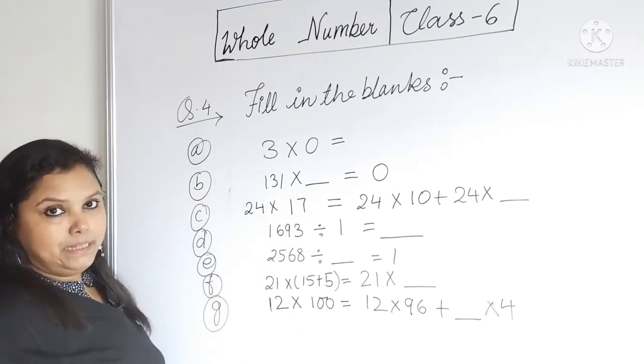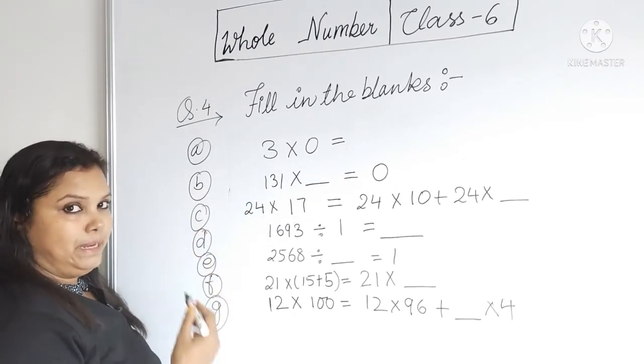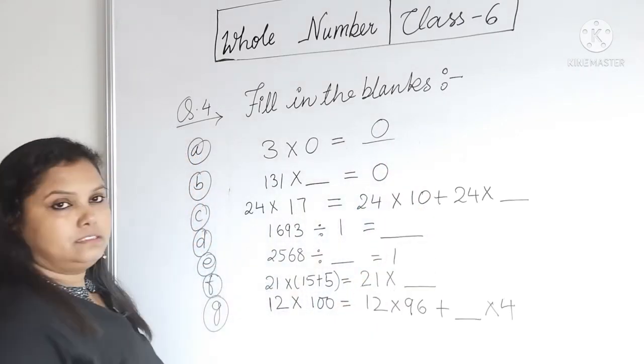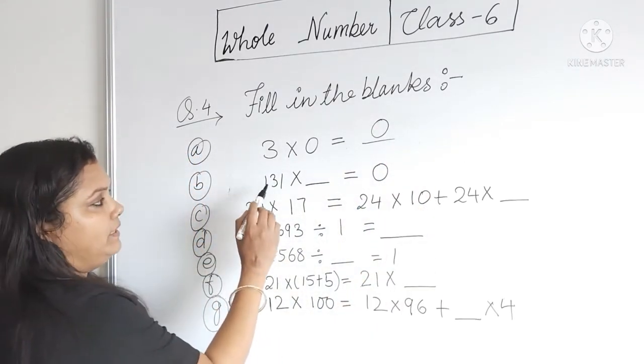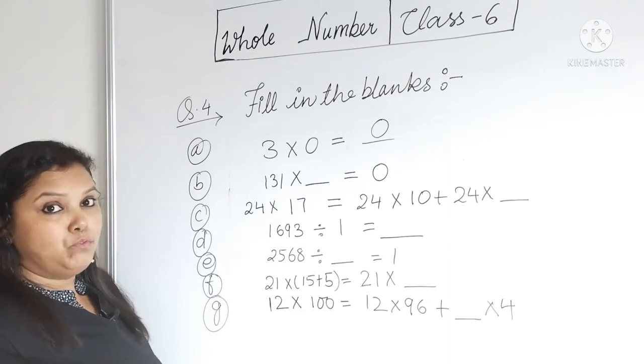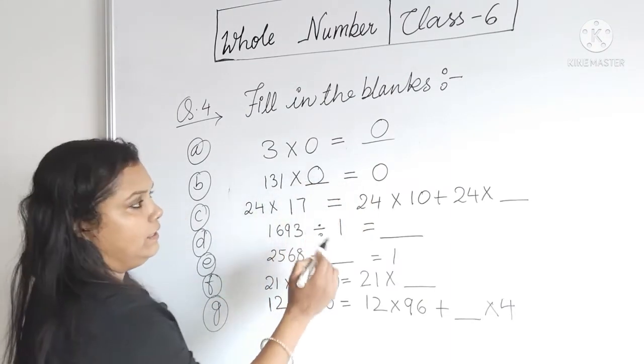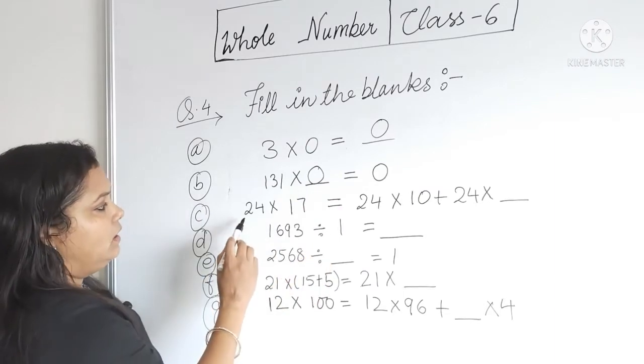Fill in the blanks. 3 multiplied by 0. When we multiply any number with 0, we are going to get 0. So 131 multiplied by what will give us 0? Multiplied by 0, then only we are going to get 0.